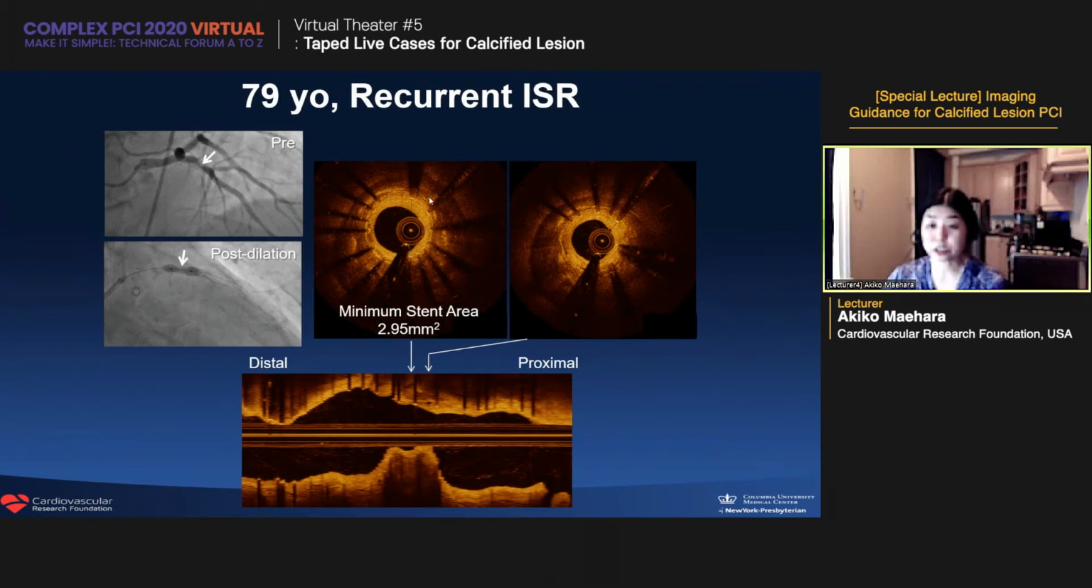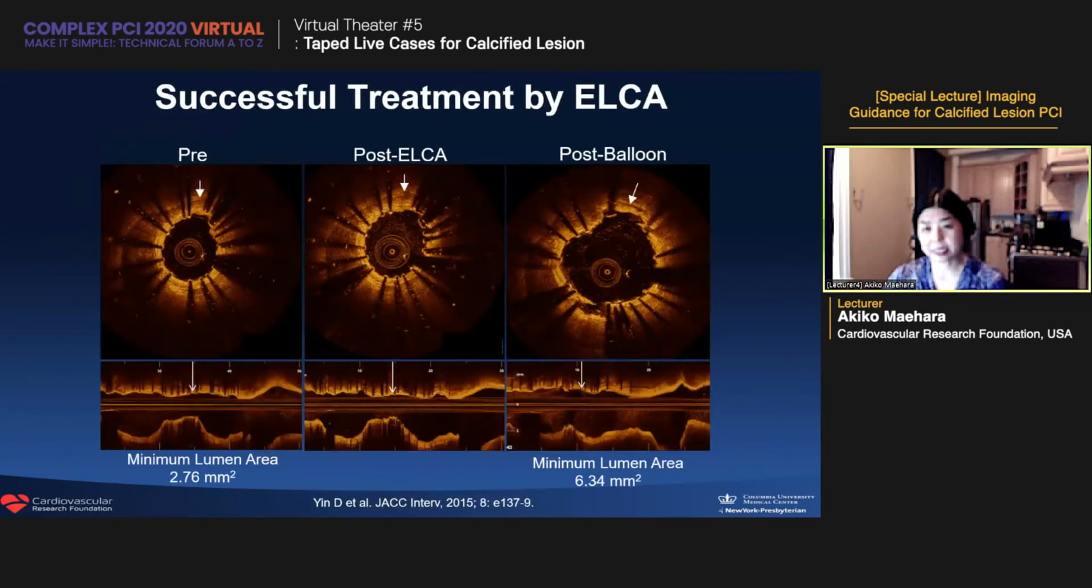And a big chunk of circumferential calcium behind the stent, and only a small amount of neo-intimal hyperplasia, making this type of in-stent stenosis. And for this case, laser was performed, and then after the laser, we don't see any effect yet. But after the additional non-compliant balloon, we see the calcium fracture behind the stent.